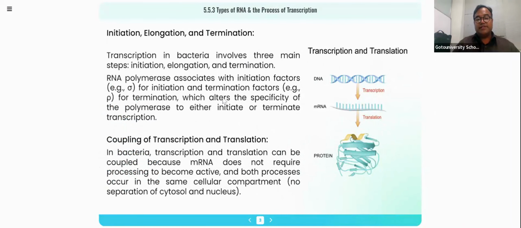The sigma factor is what makes the RNA polymerase get attached to the DNA so that the RNA polymerase can do the new RNA synthesis. This is the crux, the essence, the core of this particular point.